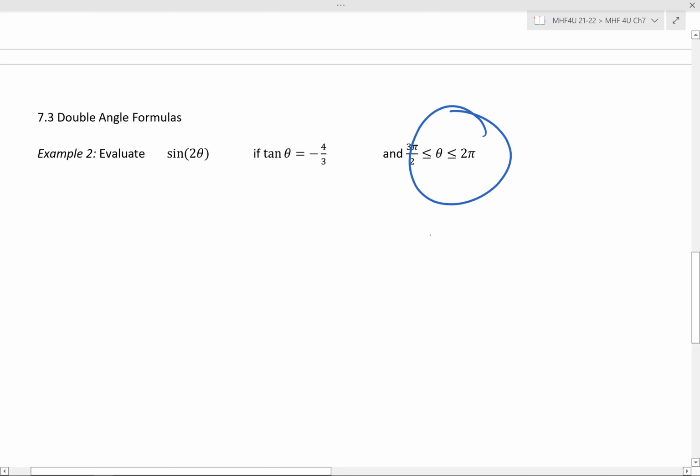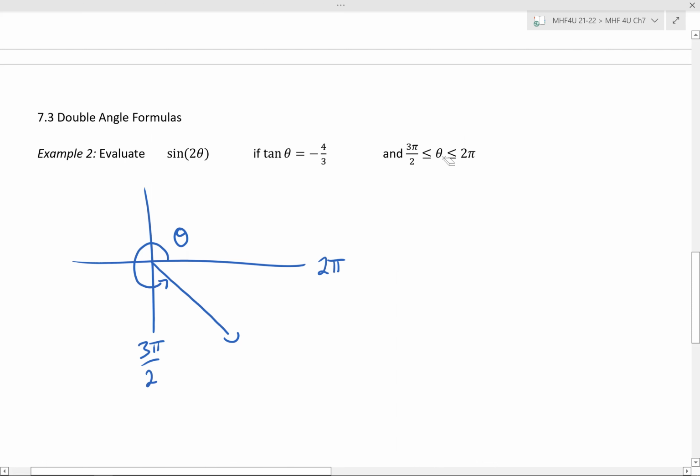If theta is in between 3 pi over 2 and 2 pi, well, 3 pi over 2, I know that's 3/4 of the way around my circle. 2 pi, I know that's the full way around my circle. So that means what I'm working with here has to be in quadrant, and let's draw that a little bit nicer, has to be in quadrant 4. All right, here's my terminal arm. There is my theta.